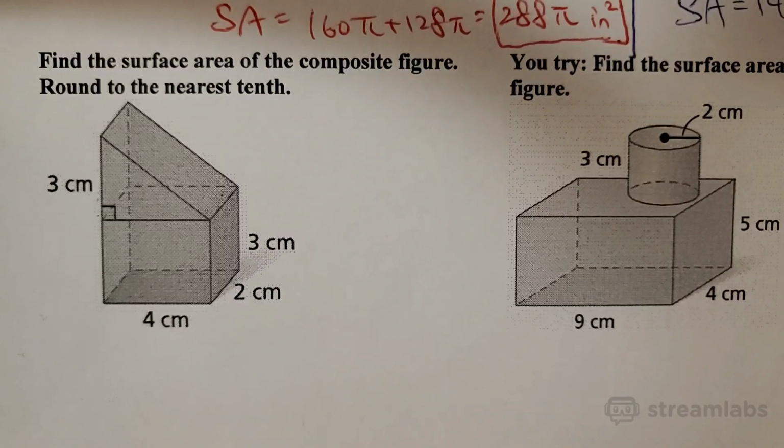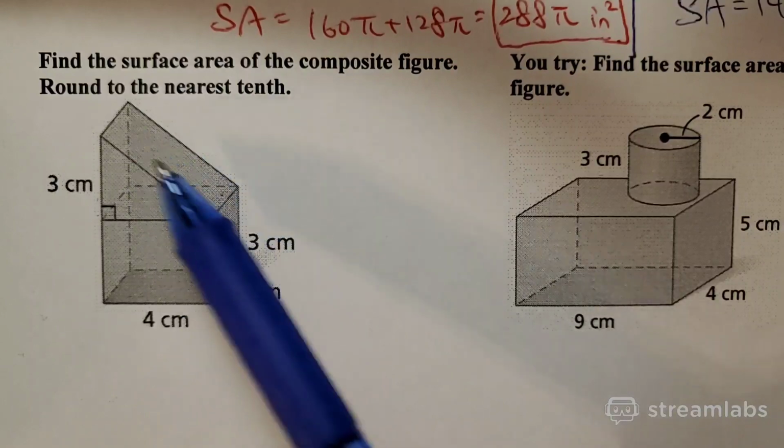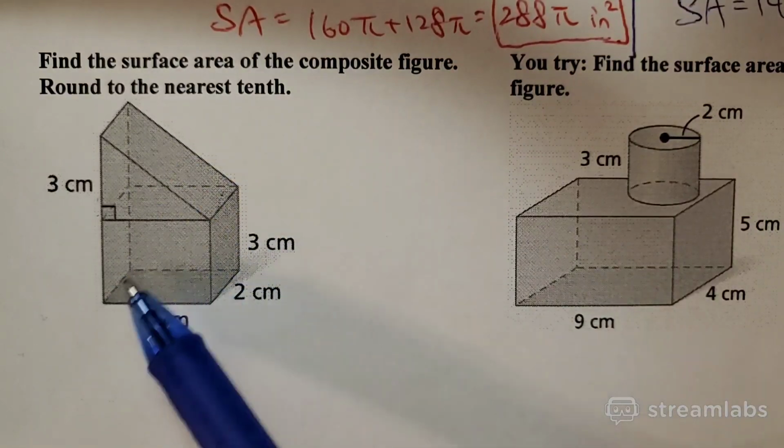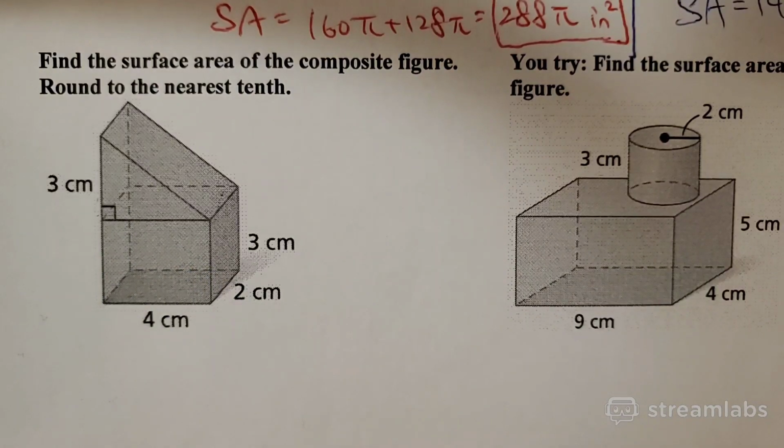Why can't I just calculate the surface area of this triangular prism and the surface area of this rectangular prism and then add them up? What is the problem of doing that? What would be the challenge? Or would that work? They overlap, in a way, okay. You have to subtract the two.